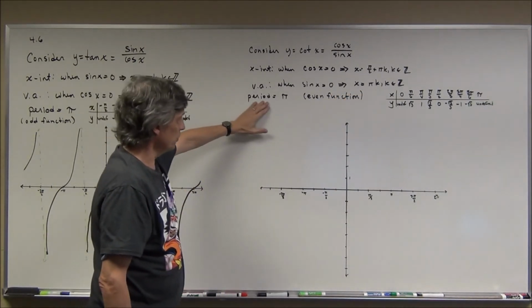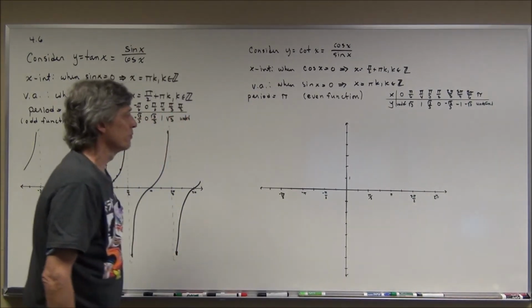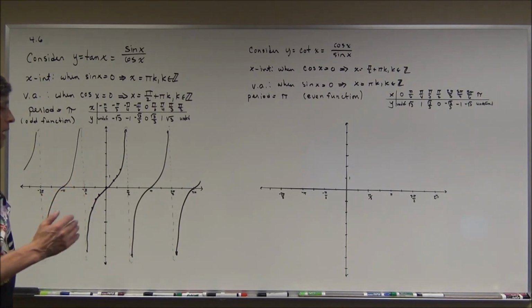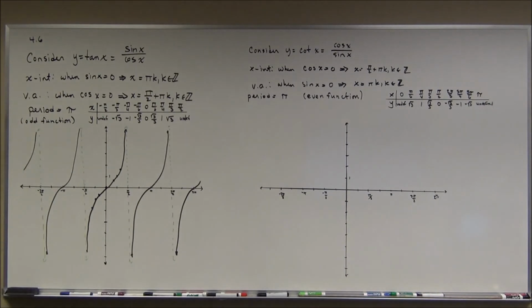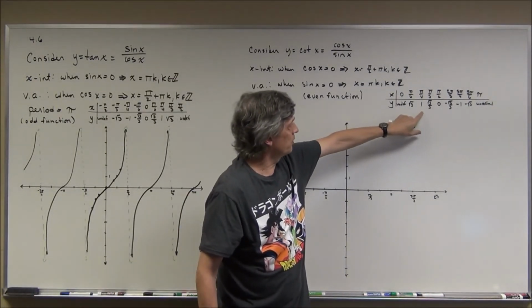The period also is pi, but it's an even function. It's symmetric to the y-axis. So what I'm going to do is kind of what I did here. I'm going to put in my vertical asymptotes, and then I'm going to graph the points that I already created in this table of values here.